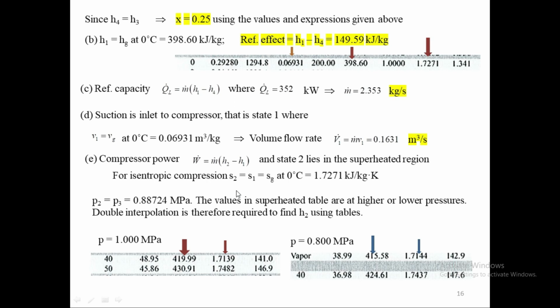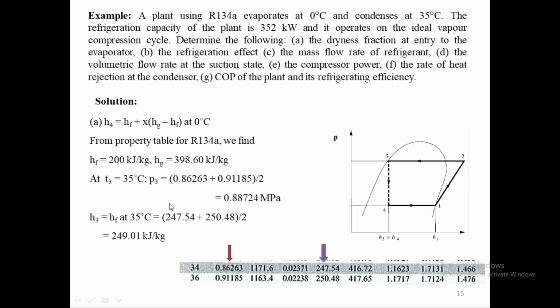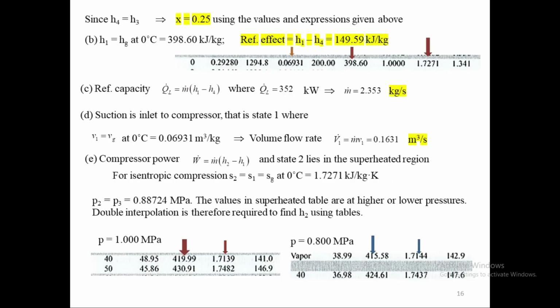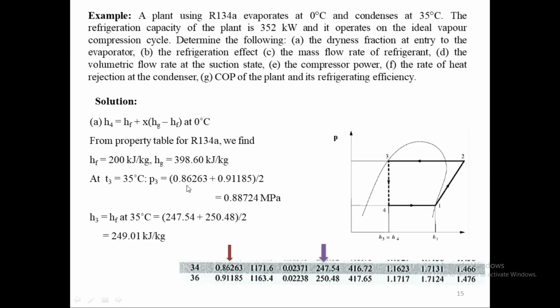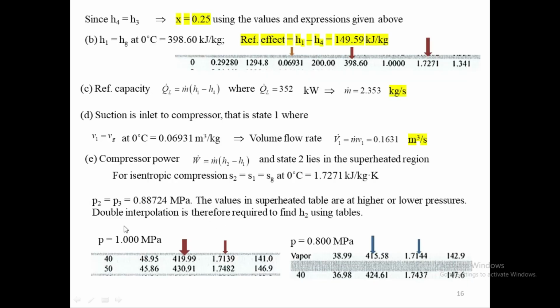What we are doing here is we figure out the entropy now is this much. P2 is equal to P3, 0.88724. P3 is at 35 degrees centigrade. We didn't have 35, so we took the average, so 0.88274 here. That's the one we are using here, 0.88274.